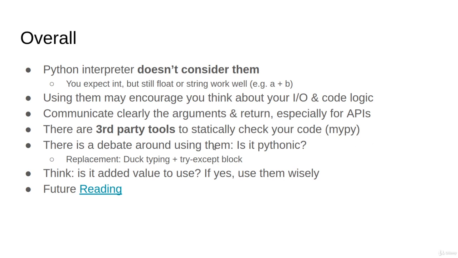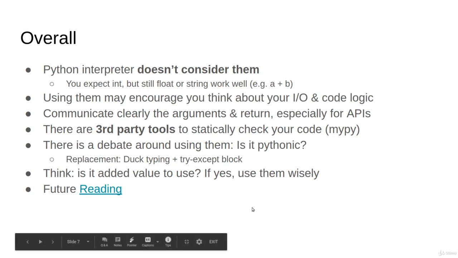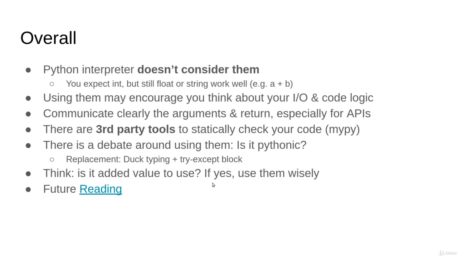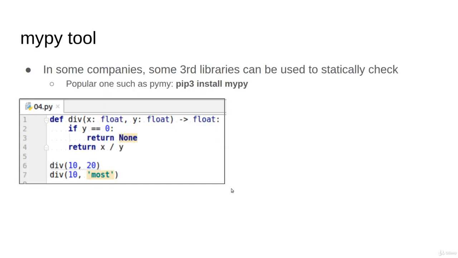There is a debate around using them. Is it Pythonic? Some guys don't like them, and they might end up doing something like duck typing plus a try except block. The try except block here means that if there is anything wrong with the passed parameters, then I'm going to catch it with try except and just return. I would say do not heavily use type hints. Think about them. Are they of added value in specific positions? Use them. This might be very useful, for example, in APIs or anything that might cause confusion. And this is a link for future reading.